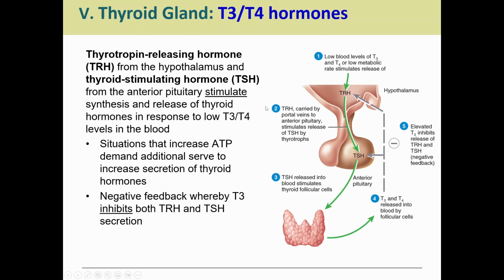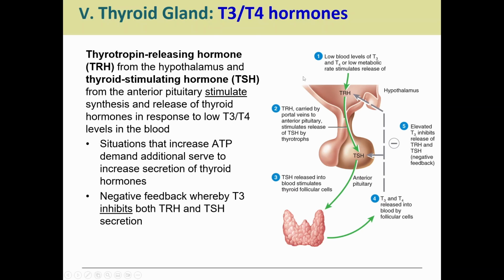So why would we want to stimulate more T3 and T4? It could be because T3 and T4 levels are low in the blood. It could be because we need to increase ATP. There's an increased demand, and so we need more thyroid hormones so that we can go through glycolysis, go through lipolysis, right? So that we can produce more ATP. And then at the very end, when we have enough, T3 can actually inhibit both the anterior pituitary and the hypothalamus hormones. So let's take a look at what's going on in the picture here and talk ourselves through it.